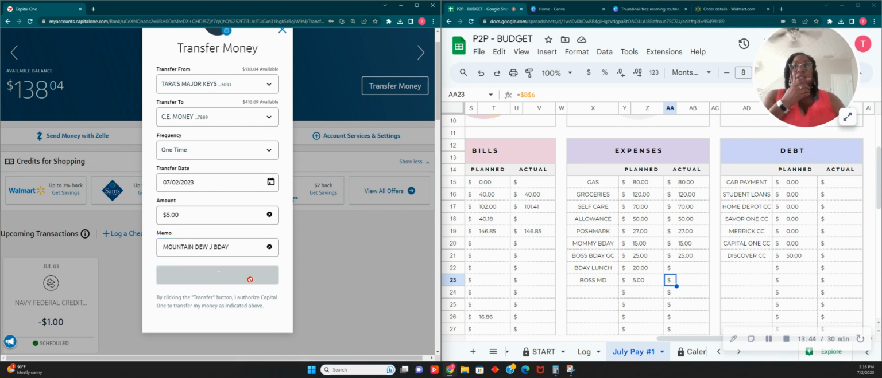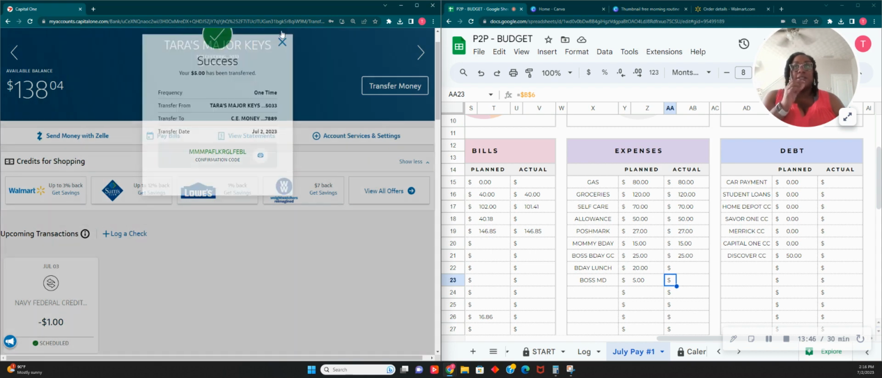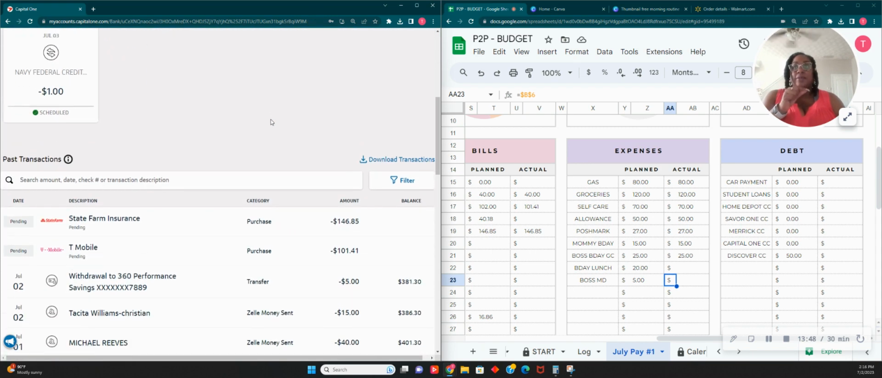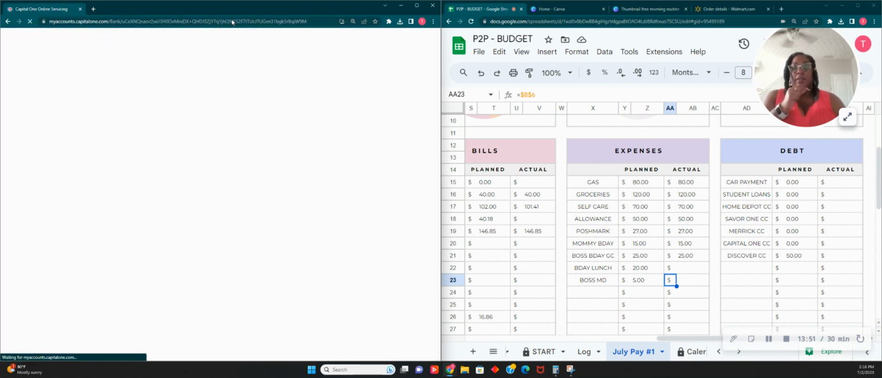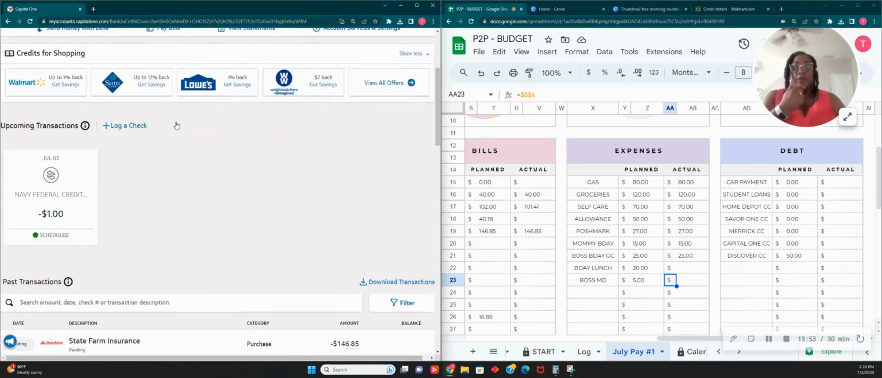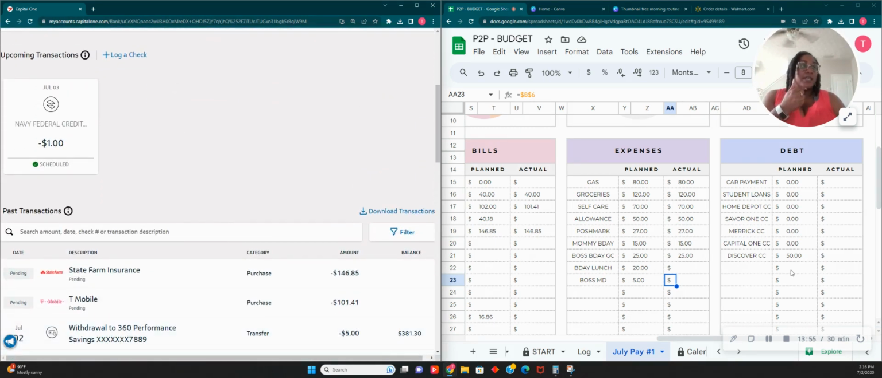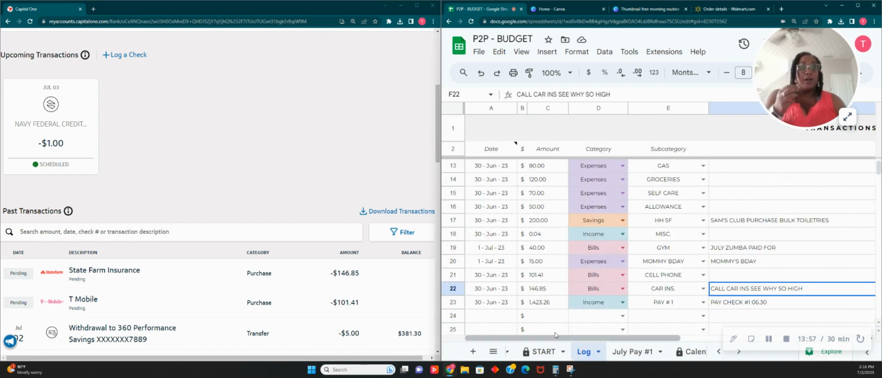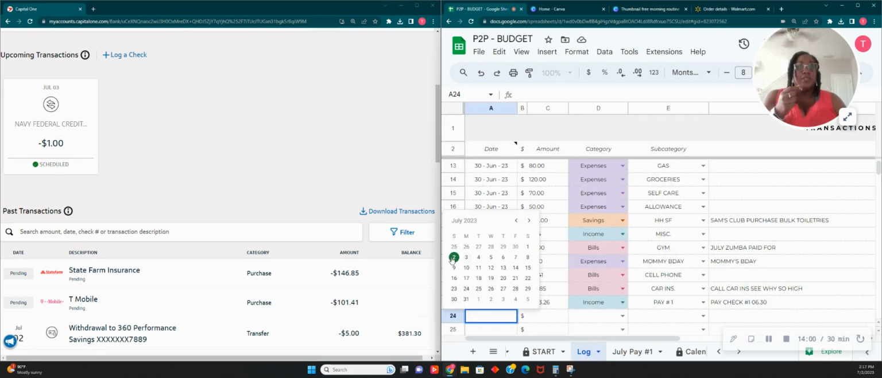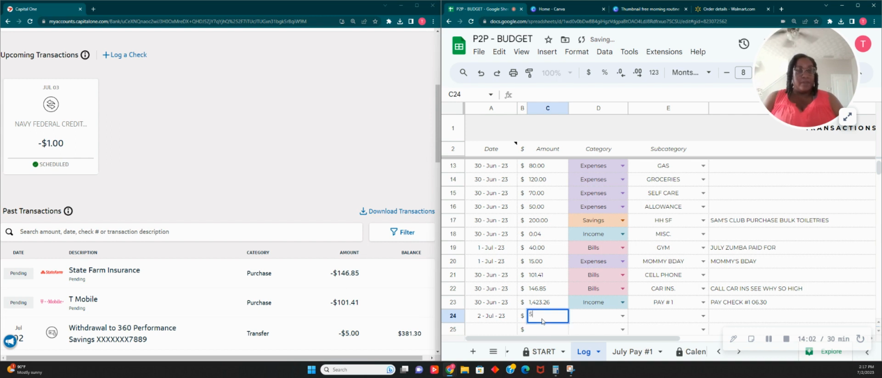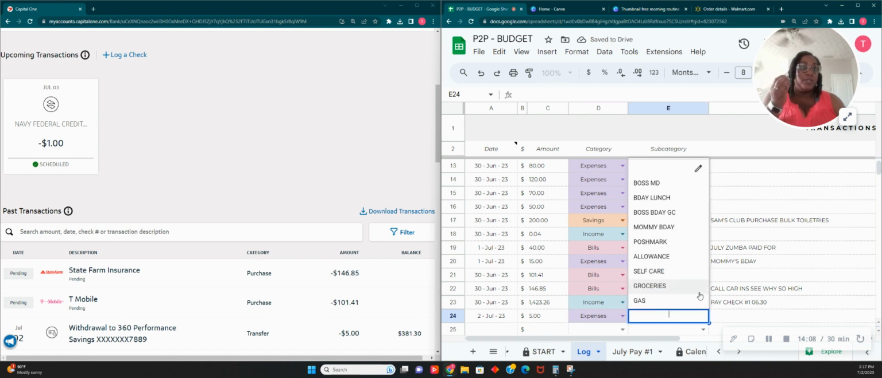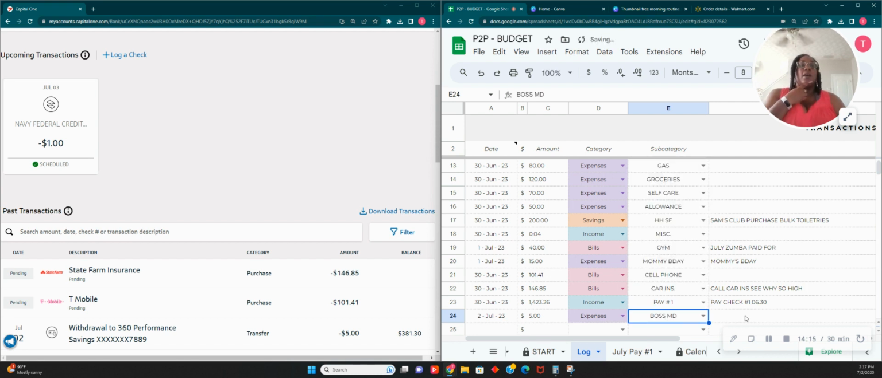Okay, I'll be able to clear that $5 off of there. Success. And we'll see that $5, it'll be under the pending. I don't know what I'm looking for. There's the $5 that I sent. So now I can go to my log and say that on the second, I moved $5 from A to expense, paid $5 to an expense for my boss's birthday Mountain Dew, MD. Okay.